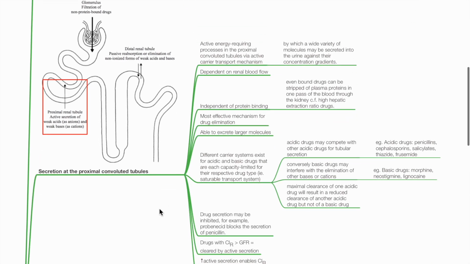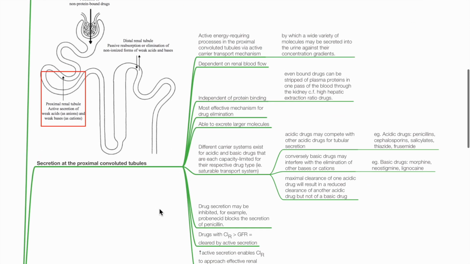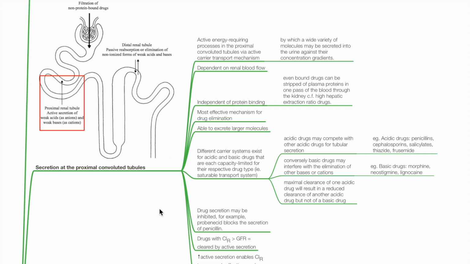The next process is secretion at the proximal convoluted tubules. This is an active energy requiring process that occurs in the PCT via active carrier transport mechanism, by which a wide variety of molecules may be secreted into the urine against their concentration gradients. It is dependent on renal blood flow, independent of protein binding. Even bound drugs can be stripped of plasma proteins in one pass of the blood through the kidney.